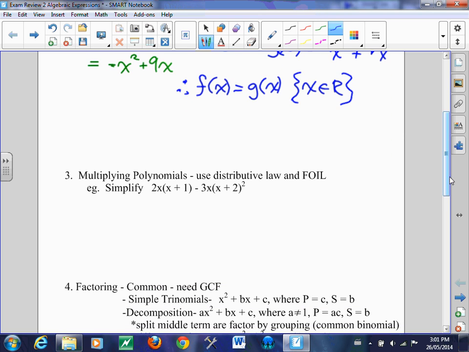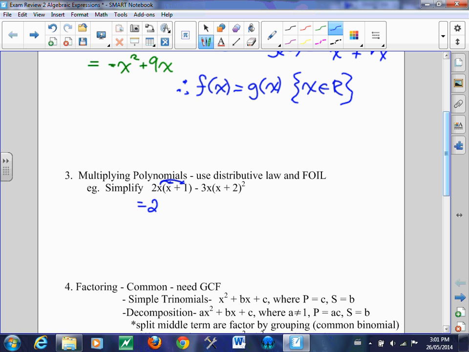You're either going to use the distributive law or FOIL or both, depending on what you're doing. So let's take a look at this. Just remember, distributive law means whatever's out front you multiply by whatever's inside the bracket. Okay, and then you have FOIL, which is two binomials, first, outside, inside, last, and then we've got squaring a binomial as well. Okay, so let's take a look at doing this.